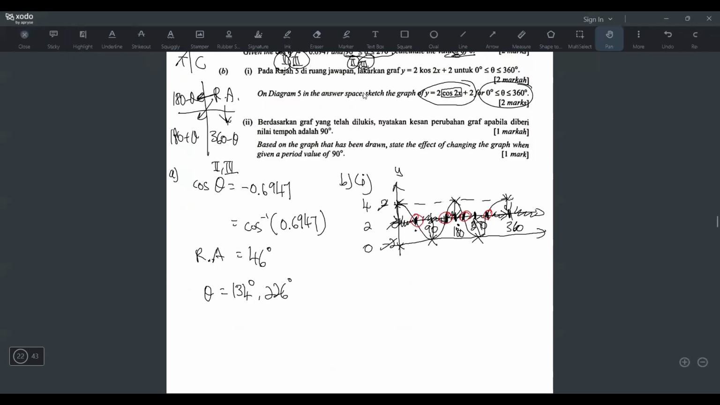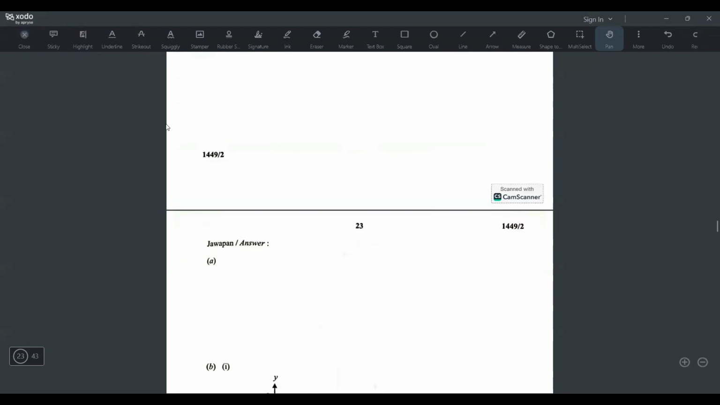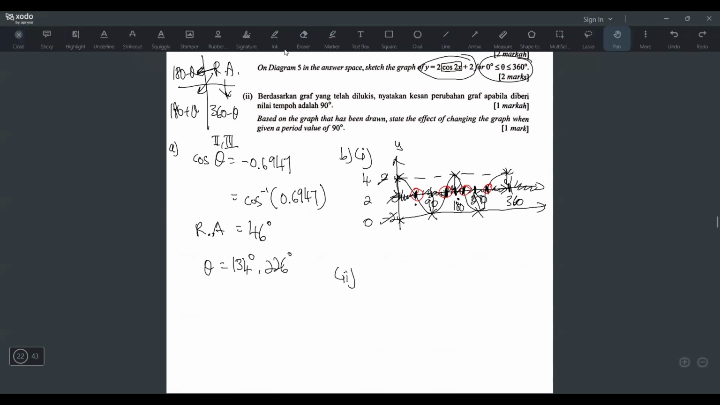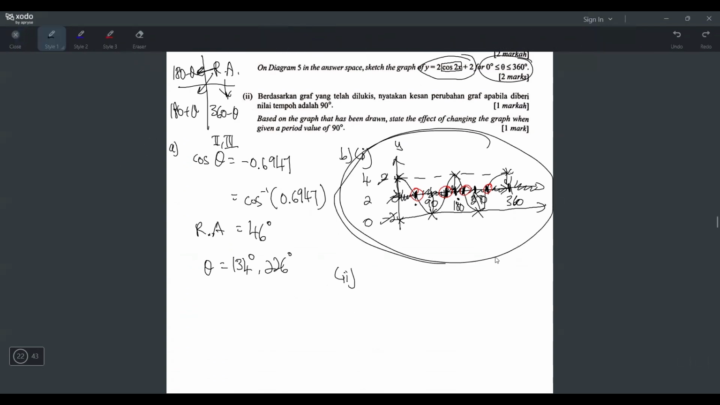What does the question want? Sketch the graph for 0 until 360. So yes, it's ready. They want me to draw until 360. Now I will do question number 2. By the way, this one has no marks. But why do we have to do this? So that we know where the coordinates are and also how the shape looks, right? If you just draw straight away, it's very risky. You might draw it wrong, you might make a mistake.